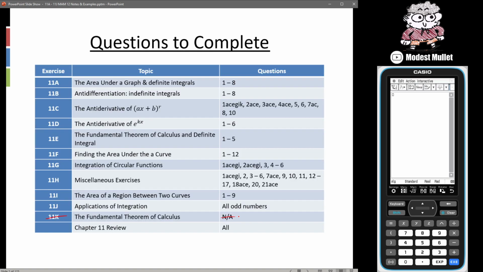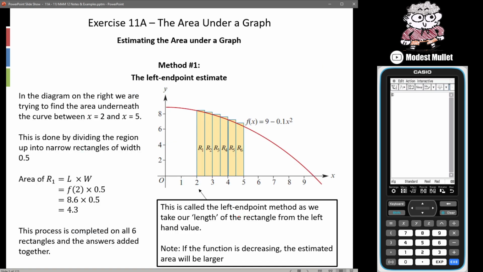So let's get going. You can see there, like I said, there's 10 exercises we're going to get through and the suggested questions you complete from the textbook. But straight away, and this might be a dead set giveaway about what integration is generally used for, we're going to look at estimating the area under a graph. Now, there's two more basic ways to estimate the area under a graph, and they're called the left endpoint estimate and the right endpoint estimate.